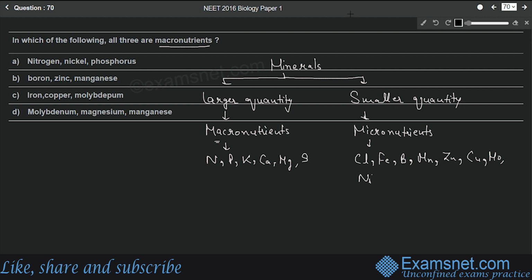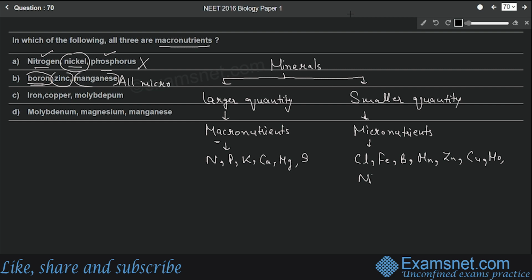In the first option, we have nitrogen, nickel and phosphorus. So nitrogen and phosphorus are macronutrients, but nickel is a micronutrient. Okay. So these three are not all macronutrients. Only two are macronutrients. Now in the second option, boron is a micronutrient. Zinc is also a micronutrient and manganese is also a micronutrient. So all are micronutrients here.